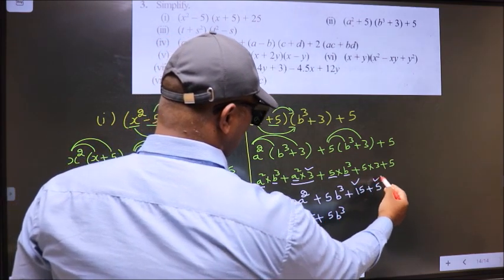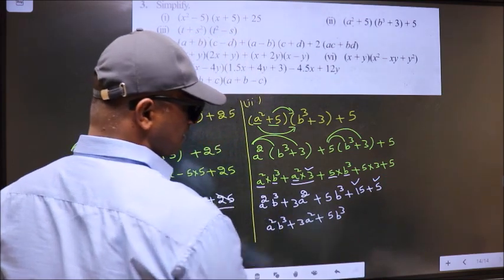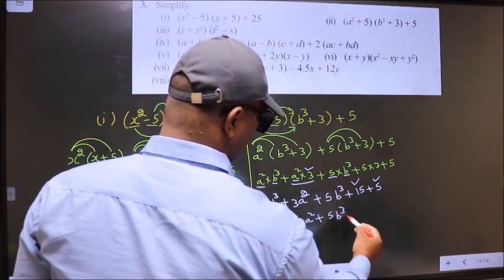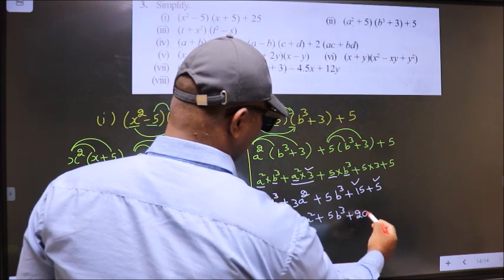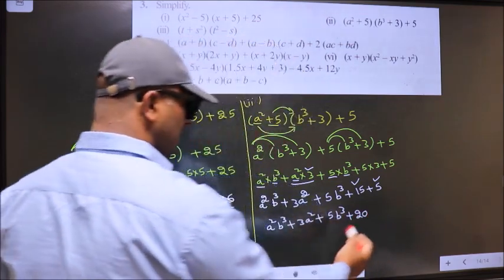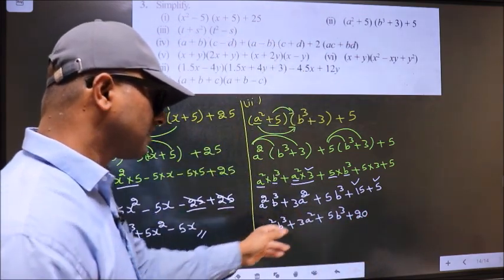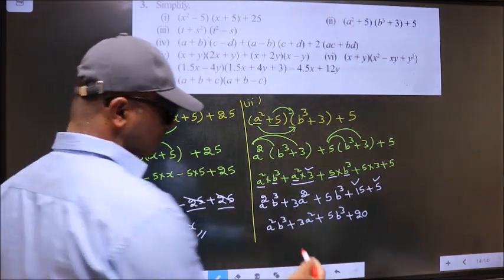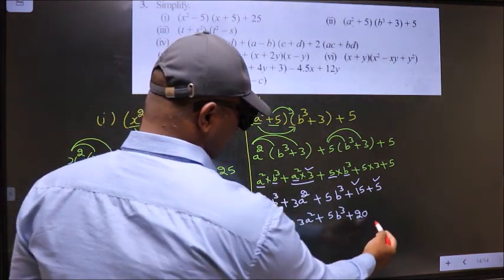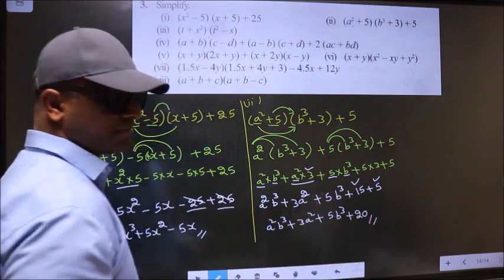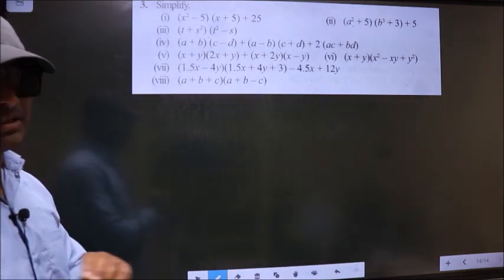Now these two are constants or numbers. Plus 15 plus 5 is plus 20. We don't have any other like terms in this expression. So this cannot be simplified further. So this is our answer. Now third bit.